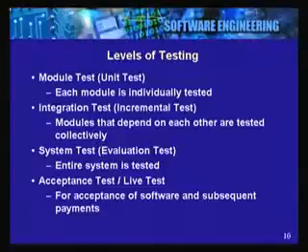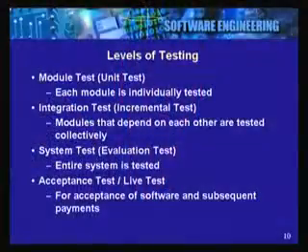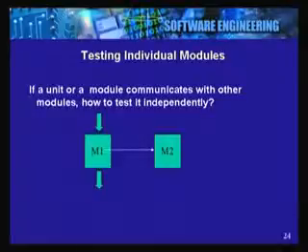And finally you have the acceptance test, or it could also be called live test. For acceptance of software, usually the customer does the acceptance test. It can be done at the developer's side and also at the customer's side on live data. Based on the acceptance test, you have the subsequent payments and so on. So we have these different levels of testing: modules, integration of modules, system, and the acceptance test. Within modules, you can go finer and you can look at statements, conditions, and so on and so forth in white box testing. So let us look at testing of individual modules.